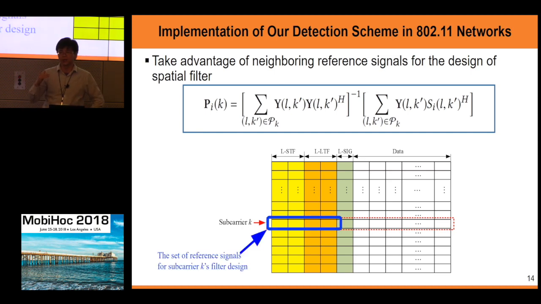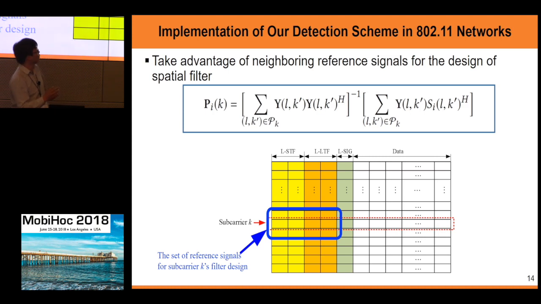We do not just use the reference signal of subcarrier K. We also use the reference signal of the neighboring subcarriers. The rationale behind this operation is that, in the indoor environment, the channels of the neighboring subcarriers are pretty similar to each other, so the spatial filters will be similar to each other. So we can use the reference signal not just on that subcarrier, we can also use the reference signal on the neighboring subcarriers, right?